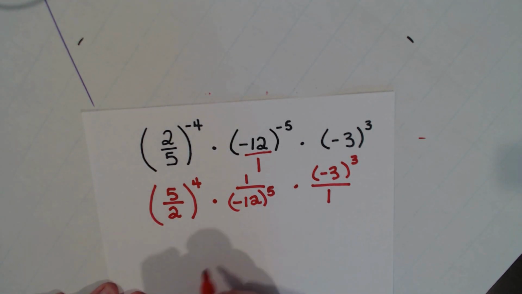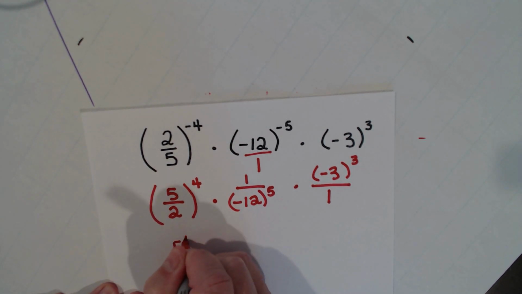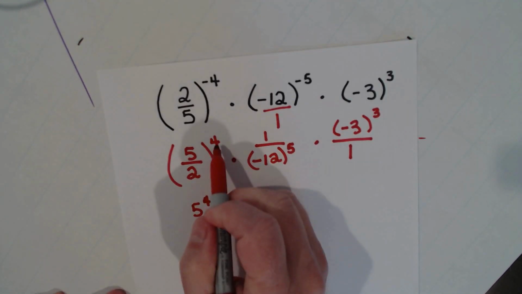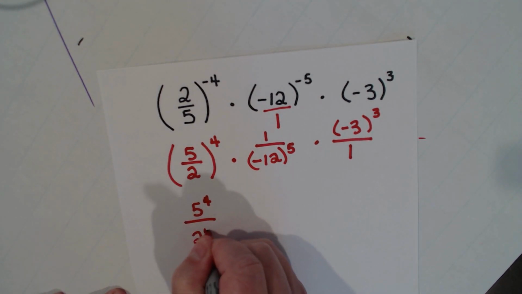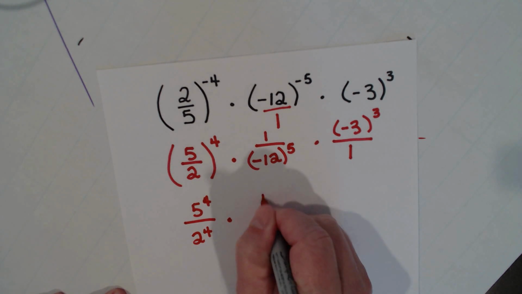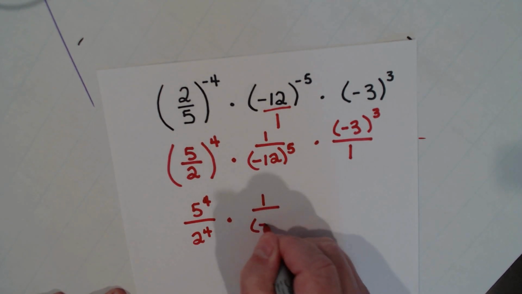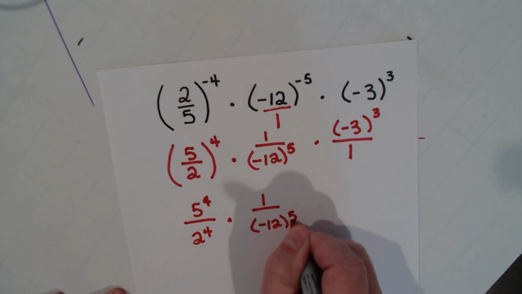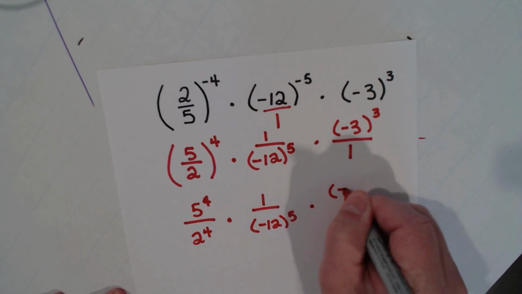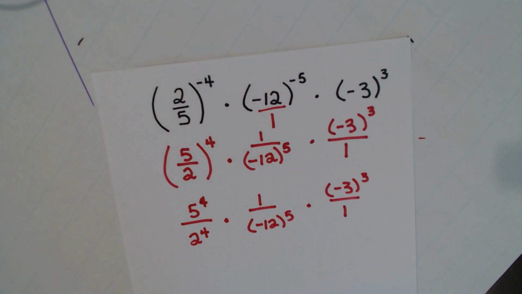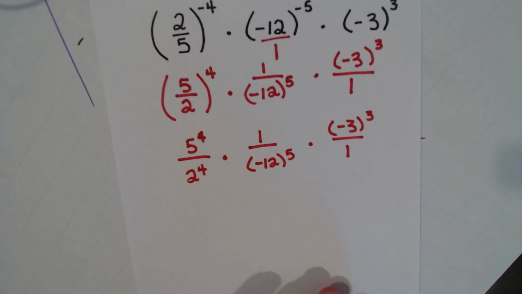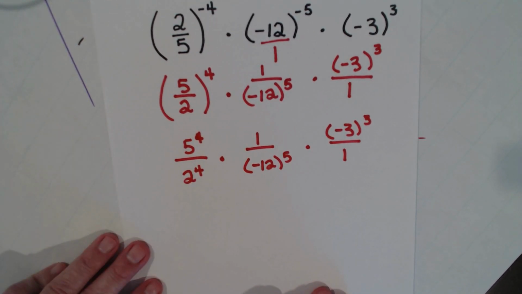So in the top up here, 5 to the 4th power. I want to apply this exponent to each one of these numbers. Over 2 to the 4th power times 1 over -12 to the 5th power times -3 to the 3rd power. This way I can see what bases need to be in the top and what bases need to be in the bottom.